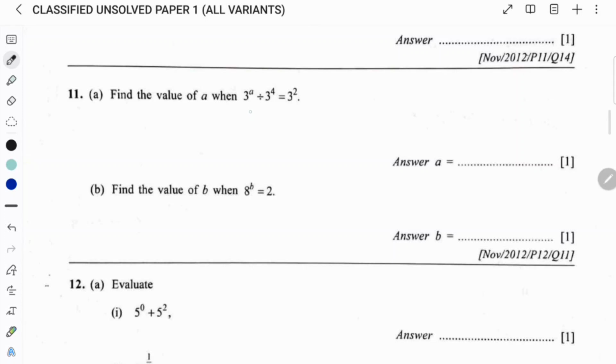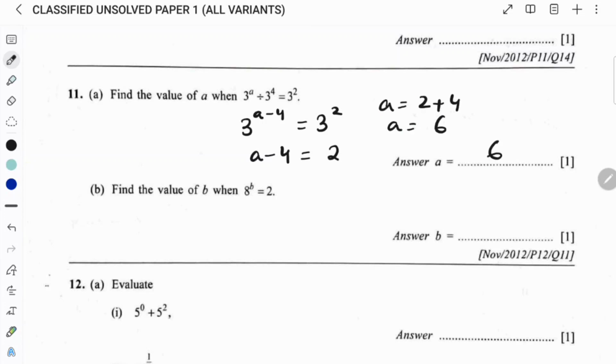All right, look at this question. 3 to the power a divided by 3 to the power 4 means a minus 4 is equal to 3 square. A minus 4 is equal to 2. Then a will be equal to 2 plus 4, and a will be equal to 6. Okay, now find the value of b. 2 cube b is equal to 2 to the power 1. So 3b is equal to 1, then b will be equal to 1 over 3. Don't write 3, it is 1 over 3.